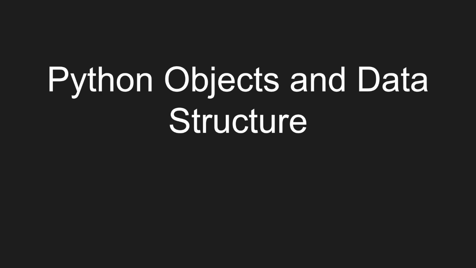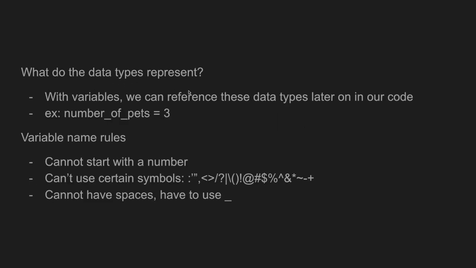And in this video, we're going to be continuing off where we left off last week with Python objects and data structure. And in this video, we're going to be looking at variables. So in the last video, we learned about different types of data types and structures like strings and numbers, but what do they represent? And it would be nice if we could use them in our code by referencing them to a different thing instead of having to type it out every single time. And that's where we get variables. With the variables, we can reference these data types later in our code.